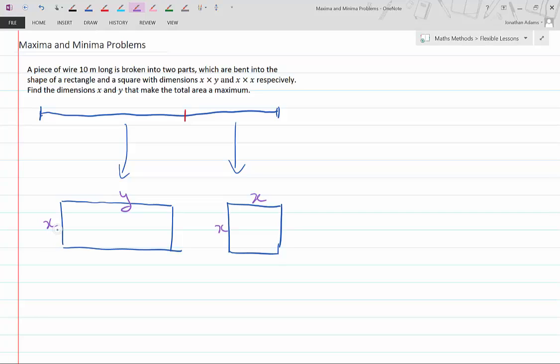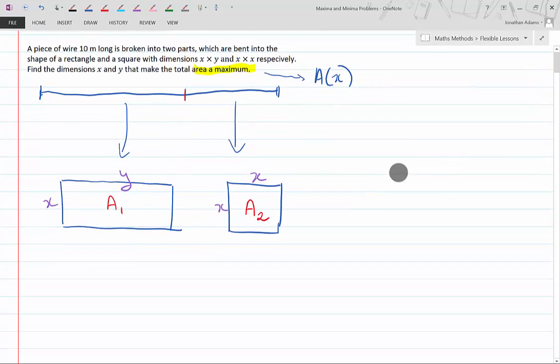The key thing here, of course, is that the height of the rectangle is the same as the side length. We're told that we can cut this thing anywhere, so when we cut it, it's going to change the various dimensions of these shapes, and we want to make the total area a maximum. If we call this one A1 and this one A2, the thing that we're maximizing here is area. So we are, of course, after a function A of x, and we are going to have to knock out the y from this.